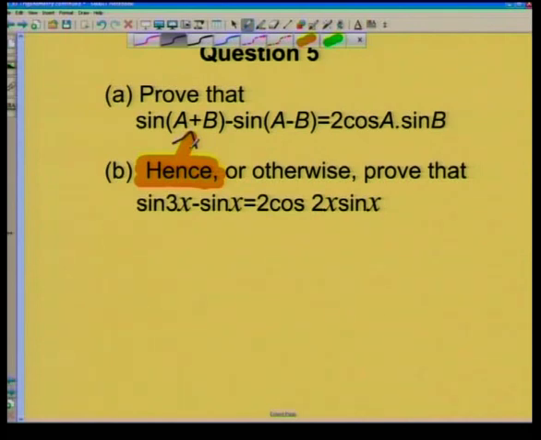Right, so let's look at A. A is straightforward. It's just a straightforward theory question, really, because it's just using your formulas. The most complicated side would be the left-hand side. And so we're going to start by expanding that.